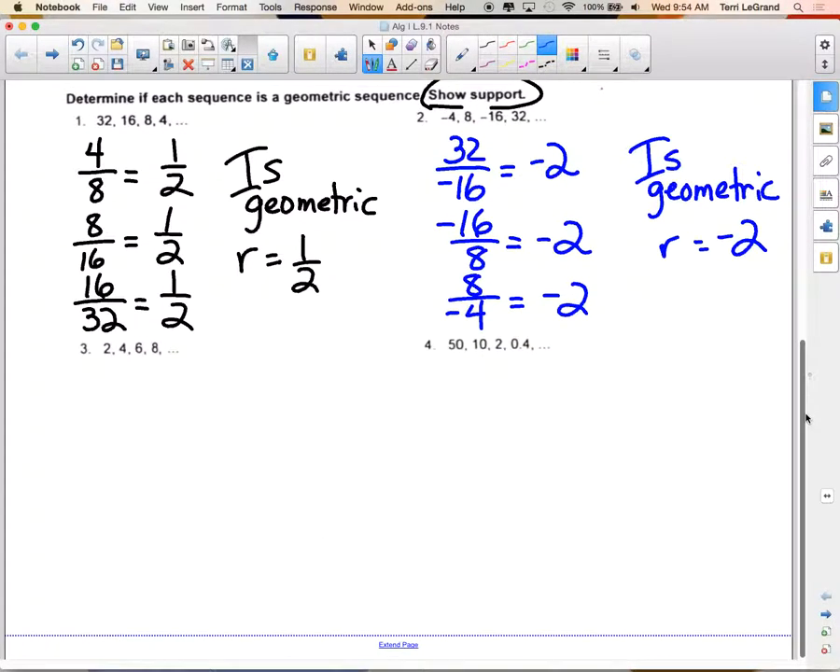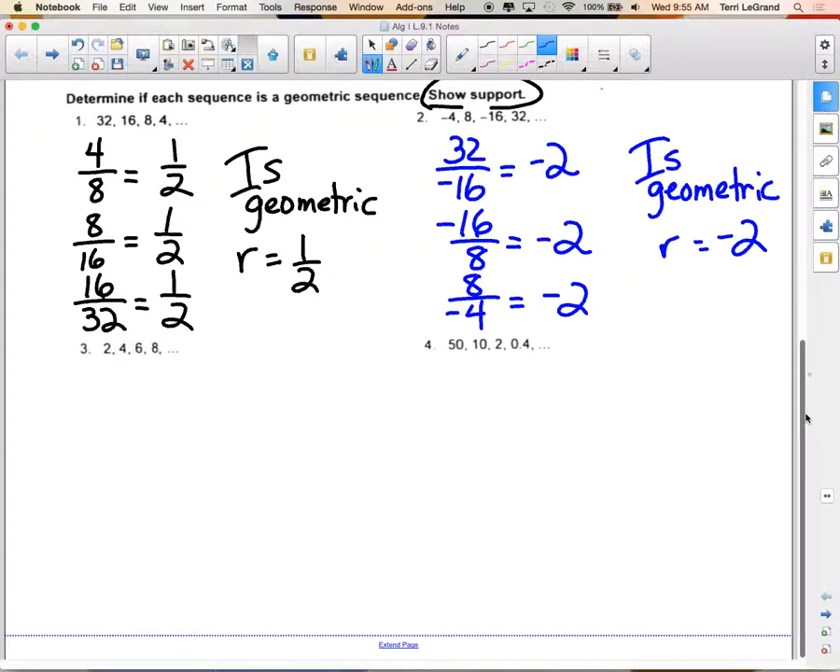So we say this is geometric, and R equals negative 2. Okay, tell me something, like an observation you could make right now about the difference between these two geometric sequences. In the first one, all of the terms, so far anyway, are positive. 32, 16, 8, 4.